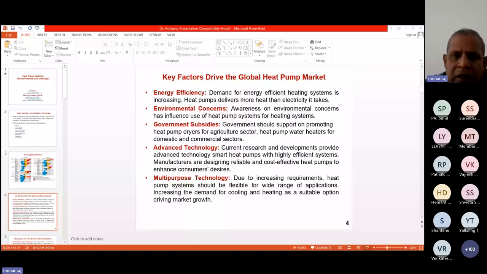And nowadays heat pumps should have some advanced technology which will focus on the requirements. For example, ambient conditions may fluctuate between 20 to 30 degrees centigrade. In some climates, winter may have a temperature of 20 degrees, and summer may have a temperature of 40 degrees centigrade.